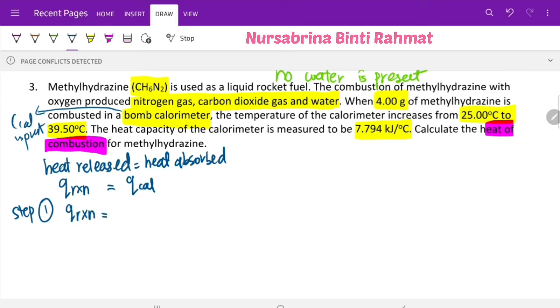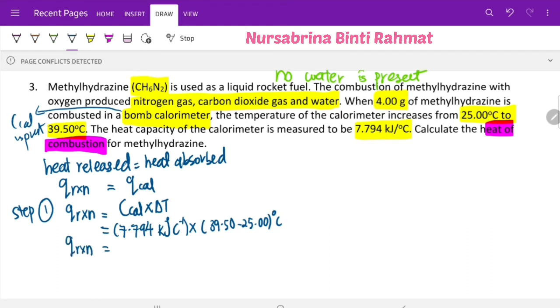So Q reaction equals C calorimeter times the temperature change. C calorimeter is 7.794. Please take note this one is in kilojoule, so that means you need to make sure the final value of your Q reaction is in kilojoule. The temperature change is from 39.50 minus 25 degrees Celsius. So your Q reaction should be 113.1 kilojoules.